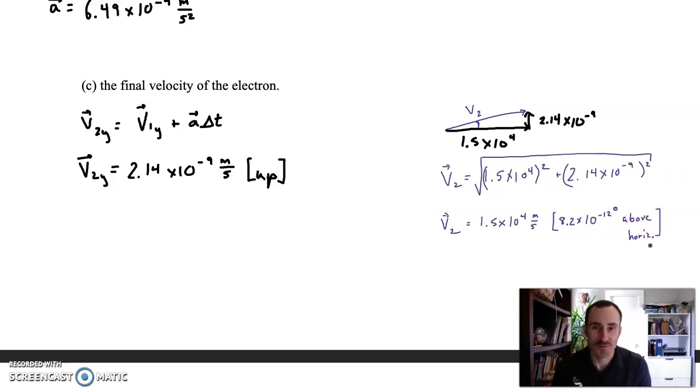That's negligible. Okay, so we've got our final velocity here, 1.5 times 10 to the 4 meters per second. Not every question are you going to find that the vertical velocity is also negligible, but you need to be able to follow through all these steps to get it.